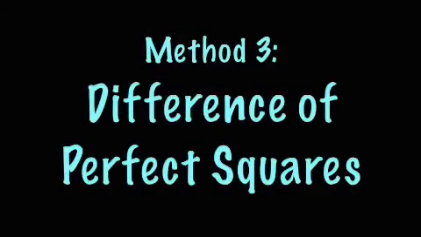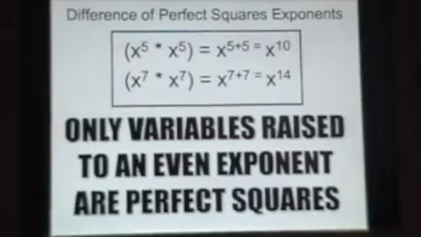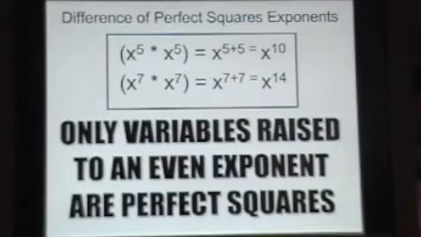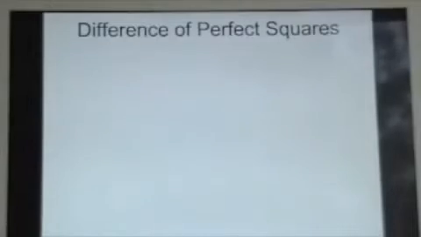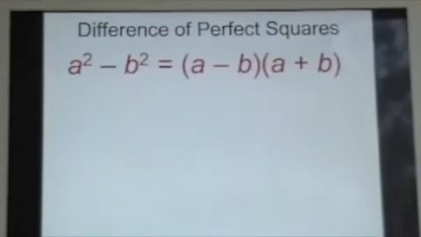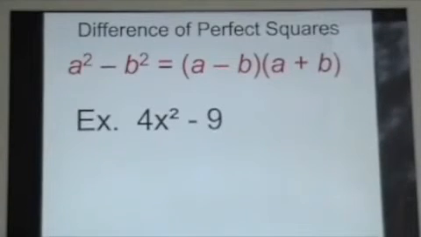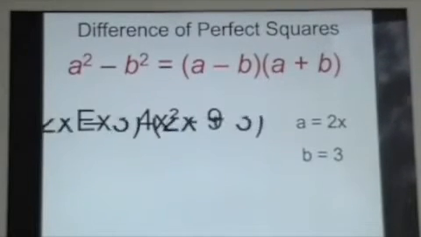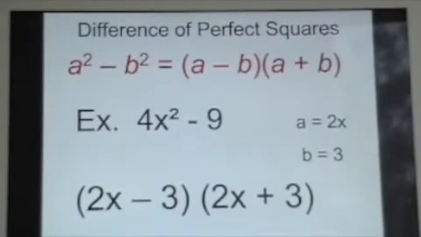The next method is called difference of perfect squares. So, let's list the first 10 perfect squares: 1, 4, 9, 16, 25, 36, 49, 64, 81, 100. Only variables raised to an even exponent are perfect squares. Let's look at the formula for difference of perfect squares. Now let's use it for this problem. A is going to equal 2x and b will equal 3. Then you just have to plug it into the formula.